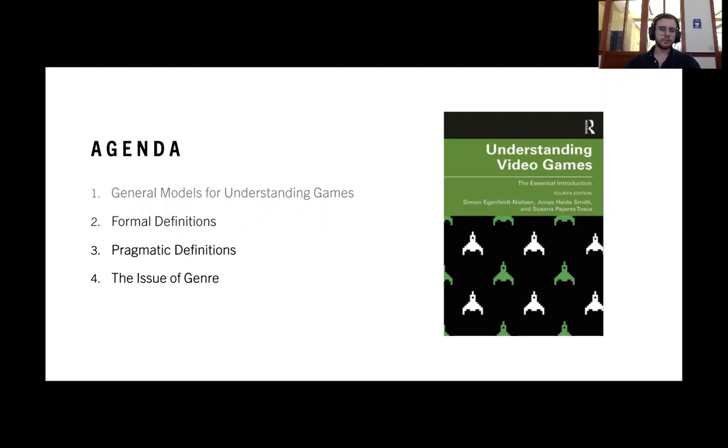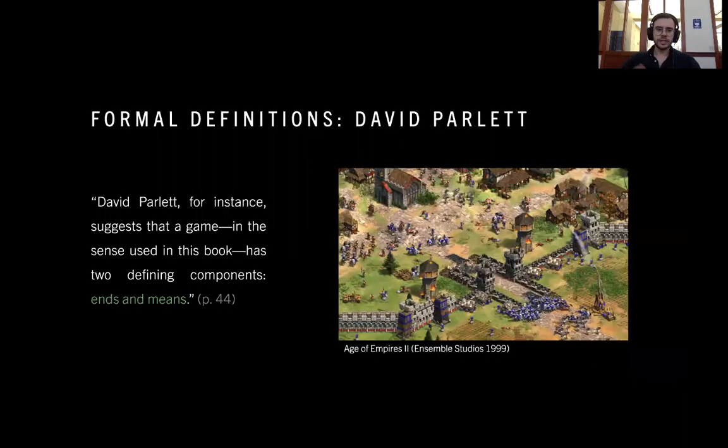If you remember, formal definitions were something that always referred to the game itself, trying to set up universal principles that hold up for a game. So with that, we will start, or at least the book goes on with David Parlett.